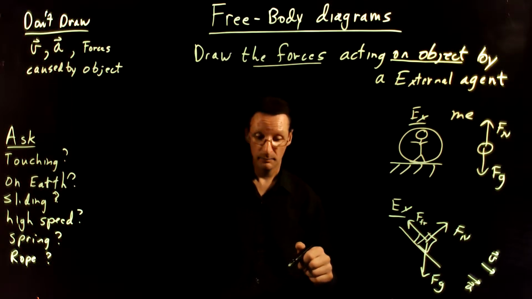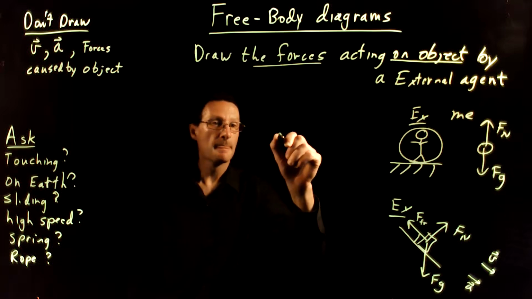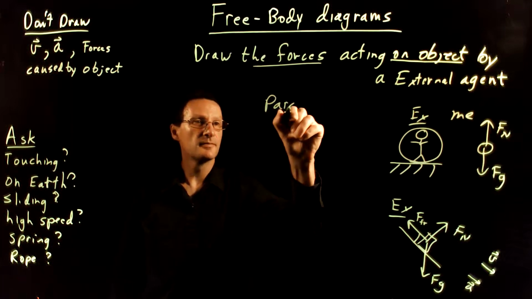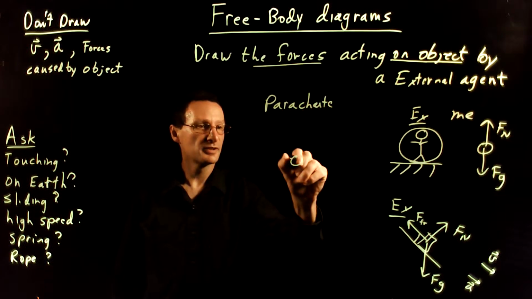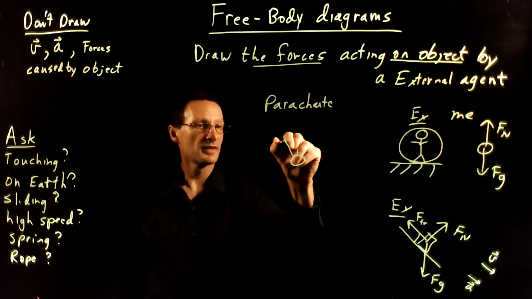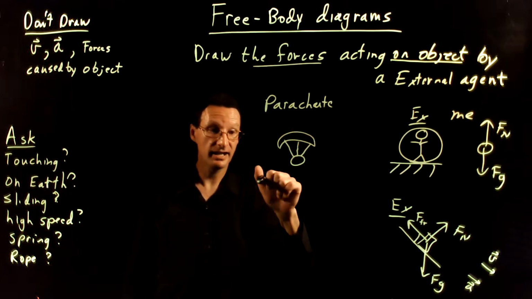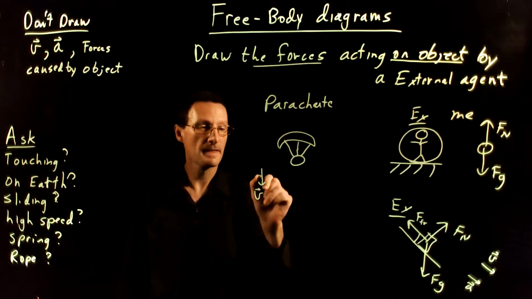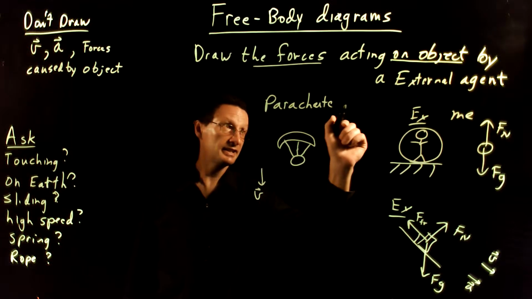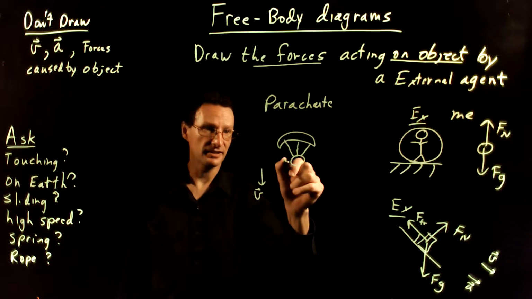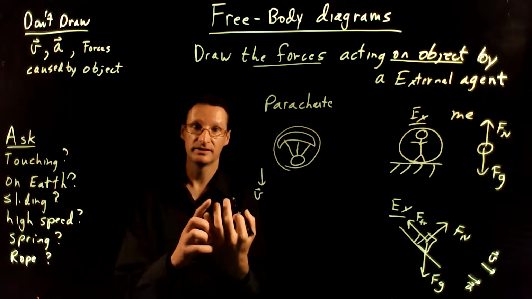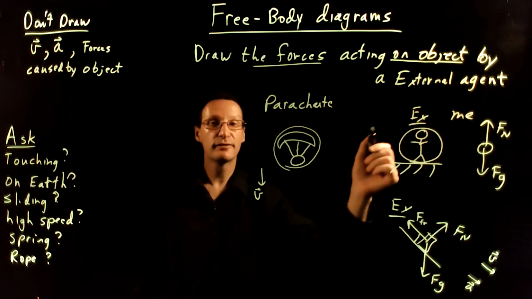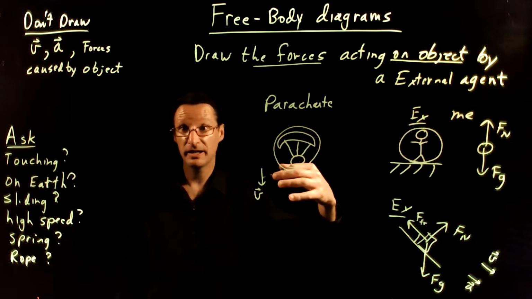Okay, let's do one more here. Let's say someone's descending with a parachute. And so there's a person, they have a little parachute here. Let me draw that a little bigger. Okay, and they're falling down at constant speed. So what are the forces acting on them? Well, again, I want to think about what is the object here. I think in this case, the object is the person and the parachute together as one unit. I only want to consider forces that are caused by something outside of the parachute.